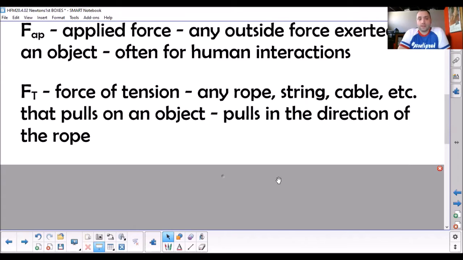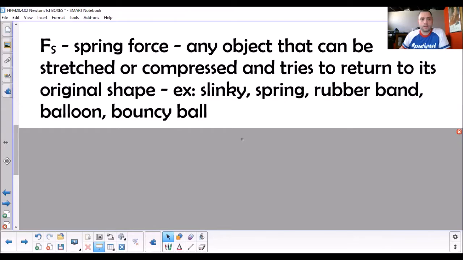And so we call that force of tension. All right, next one is spring force. Any object that can be stretched or compressed and tries to return to its original shape. So there's two parts of this. First of all, anything that can be stretched or compressed, but the second part of this is just as important, and it tries to return to its original shape.